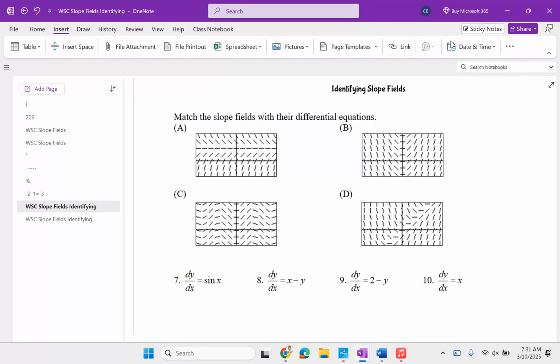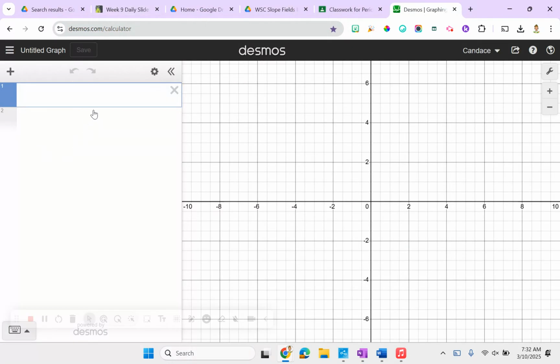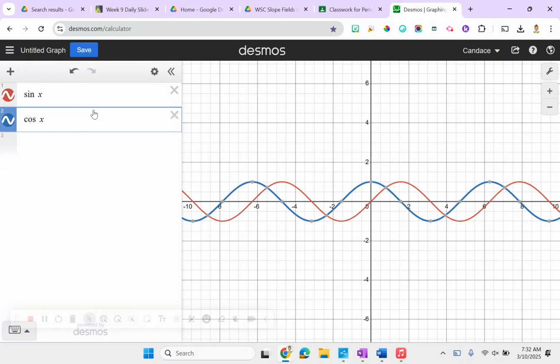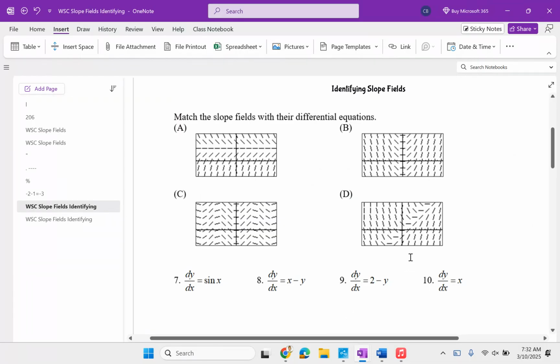Yeah, sine, because aren't sine and cosine waves? I think we did a weekly skills check on parent graphs. So there's sine x, there's cosine, they're waves. So the trig ones have to go together, the ones that are wavy. They don't usually do secant and cosecant and tangent and cotangent, but sine and cosine should be really obvious. So C has to be 7.